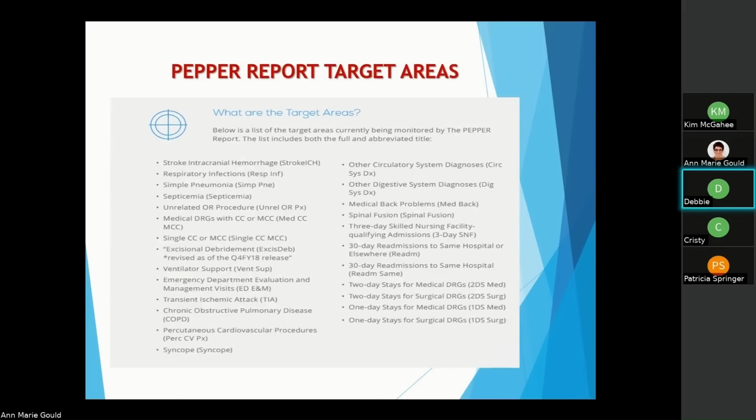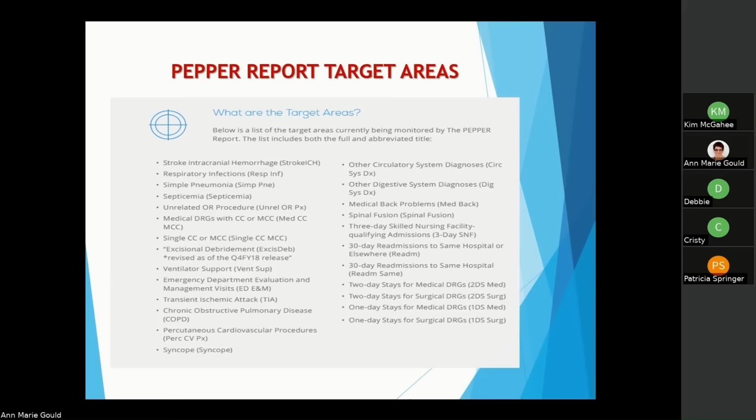This is an example of the target areas the PEPA report will calculate. They will look at stroke, respiratory infections, simple pneumonia, sepsis, and unrelated OR procedures, unrelated to your PDX. They will look at CC and MCC captures, even single CC and MCC capture rates. They go through quite a bit. They go through 30-day readmissions too. They also look at 2-day and 1-day stays.